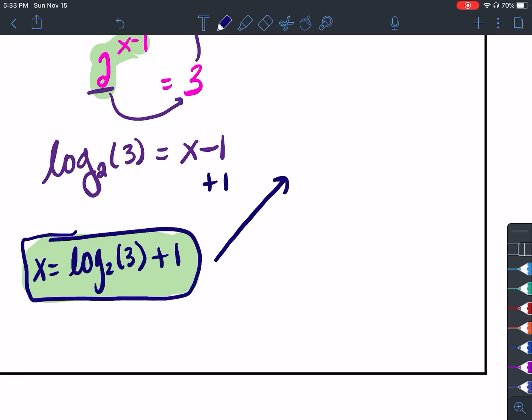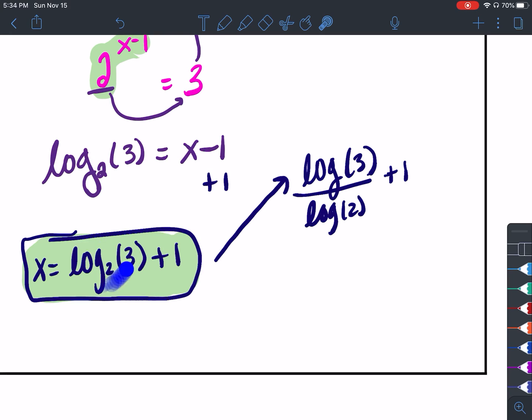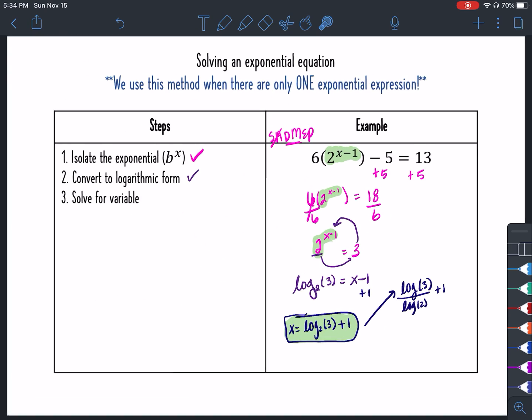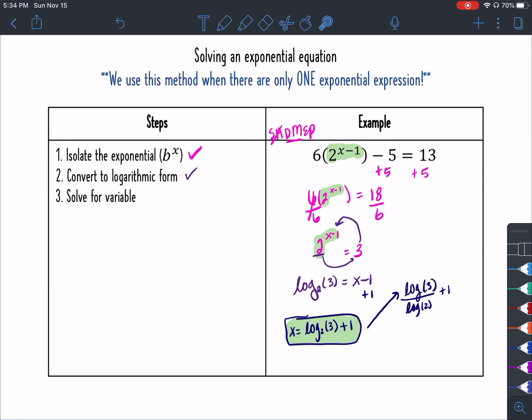As a reminder, if you had your calculator here, you could do the log of 3 over the log of 2 plus 1. You could use that change of base formula to turn this logarithm into these logarithms, which you could put into your calculator. But I don't actually have my calculator here, so we're going to go ahead and move on. So you can see our steps: isolate that exponential, convert it into logarithmic form, and then just isolate the variable you're solving for.